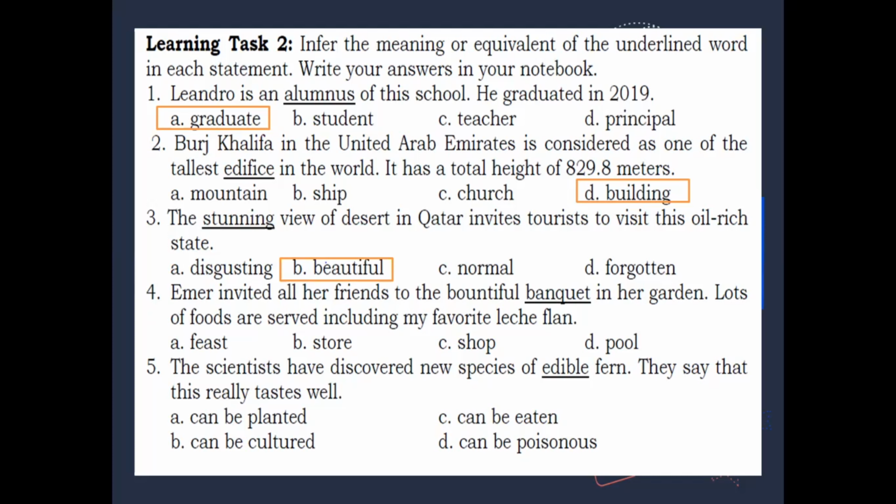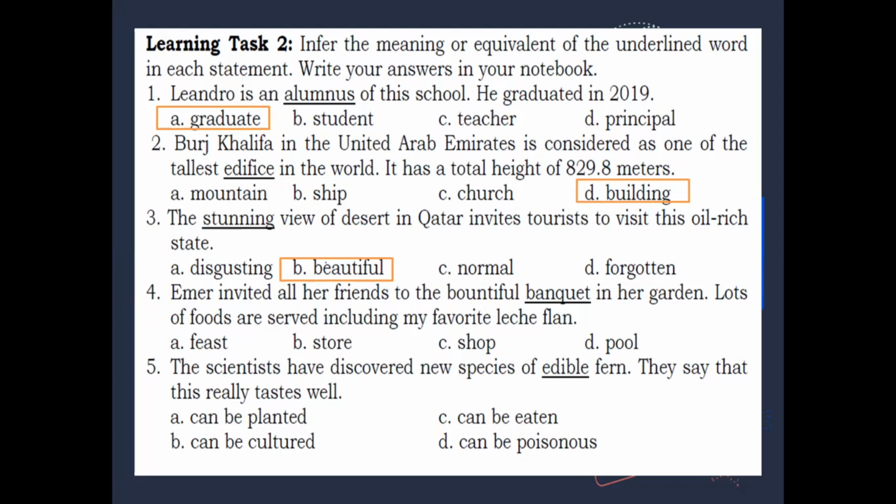When you say you're stunning, you are beautiful. You are eye-catching. Right? If you're beautiful, will the tourists visit you? If you are the desert in Qatar? Disgusting, nakakasuka, nakakainis, something like that. Normal, just plain. Forgotten, nakakalimutan. So, are you going to visit this oil-rich state if it is disgusting? No. If it's just normal? No. If it is forgotten? No. You're going to visit this oil-rich state if it is beautiful. Stunning is beautiful.